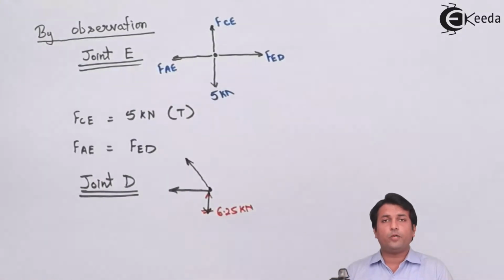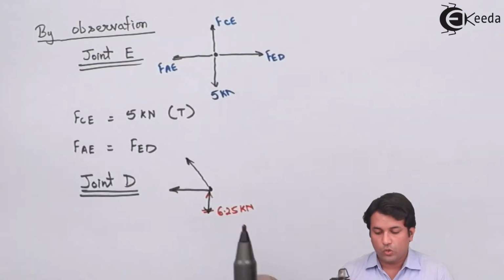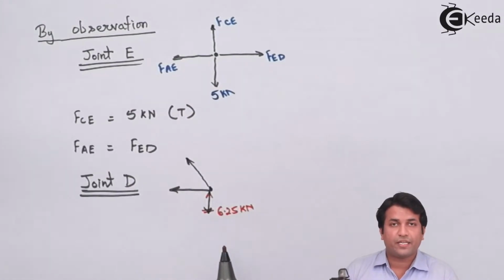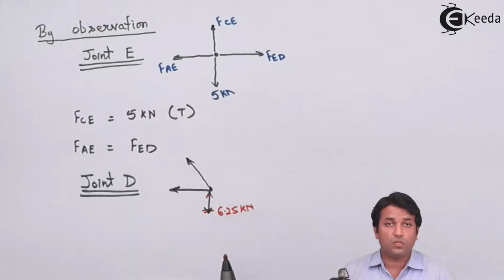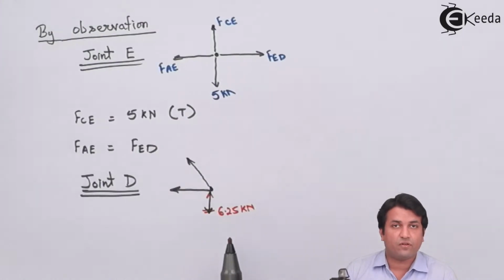I have the 6.25 kilonewton force, that is the reaction force acting upwards. So I will show it in the upward direction only. I cannot take the force to be acting away. If I take that, then I have to show the negative sign for that as well.